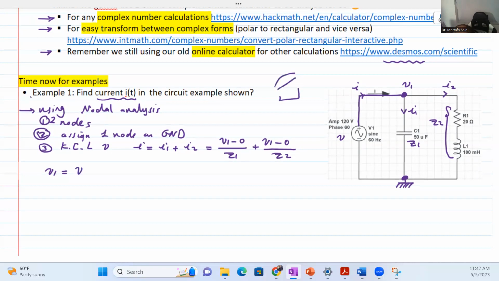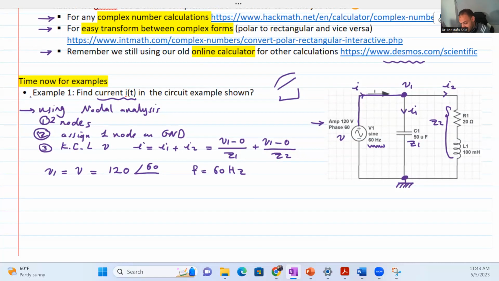So V1 is actually equal to V, which is a source, and the source is given in that equation. So we have amplitude 120, which is the RMS value as we learned last time. So 120. And the phase is 60. So the angle is 60. And we learned again what 60 means, basically a phase shift. Okay. And very important information is that the frequency is 60 hertz. So this is basically the standard electric current or voltage that you have at your home. Okay. So V is known, or V1 is known.